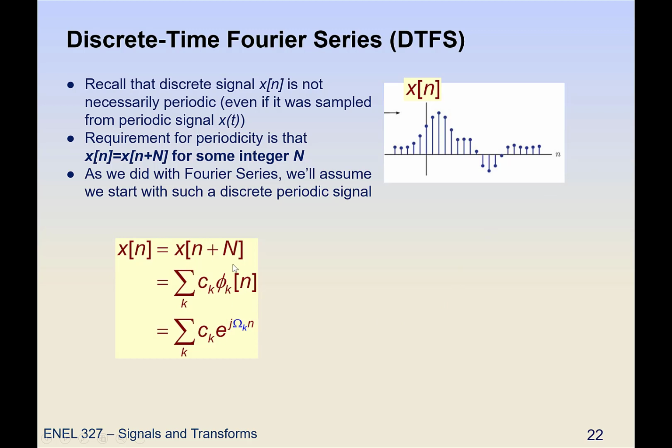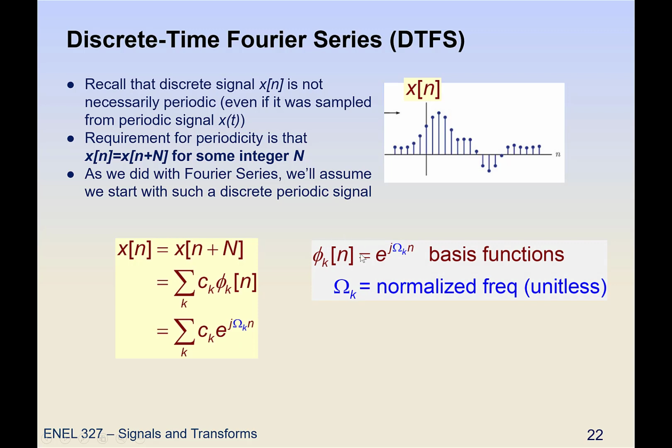So if x of n is periodic, then we're going to assume that we can write it as a series, a summation, and what we're going to use for those basis functions, just like we did with Fourier series, is these exponentials here. Okay, so these are our basis functions for a discrete time Fourier series representation of a discrete time signal. And omega k is normalized frequency. So just remember that that is unitless. So the question is, how should we choose those frequencies so that it is representing a periodic signal? And how many functions do we actually need?